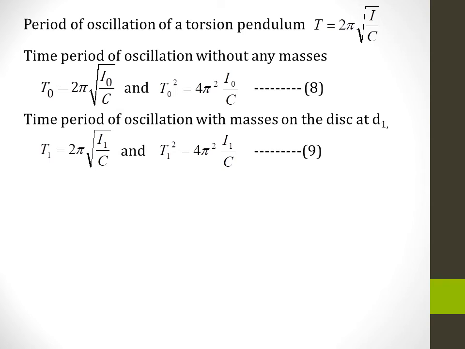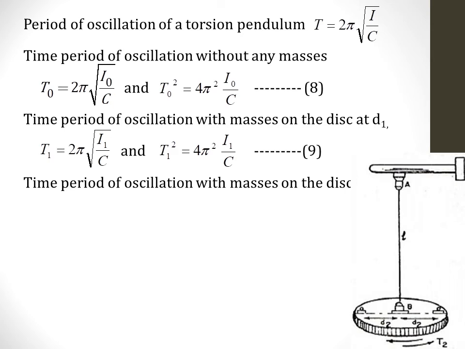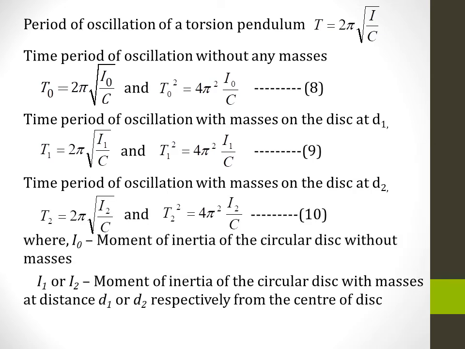represented as equation 9. Now, the time period of oscillation with masses on the disk at a distance d2 further away from the center of the disk is given by T2 equals 2 pi square root I2 by C and T2 square is equal to 4 pi square I2 by C. This is represented as equation 10.